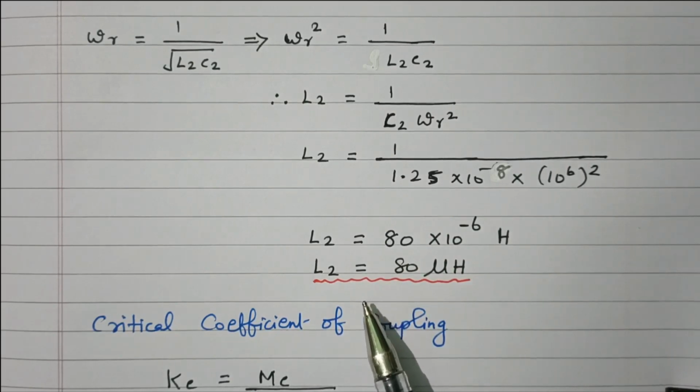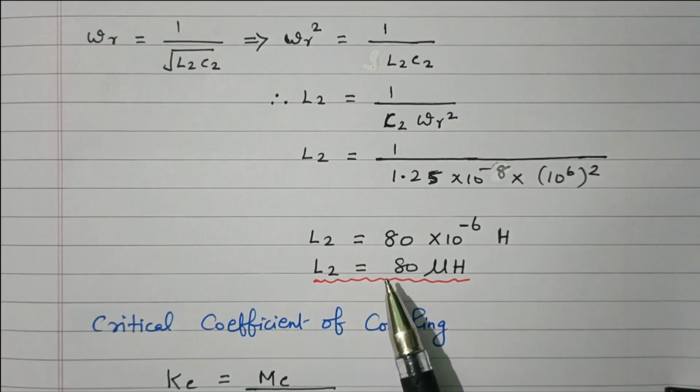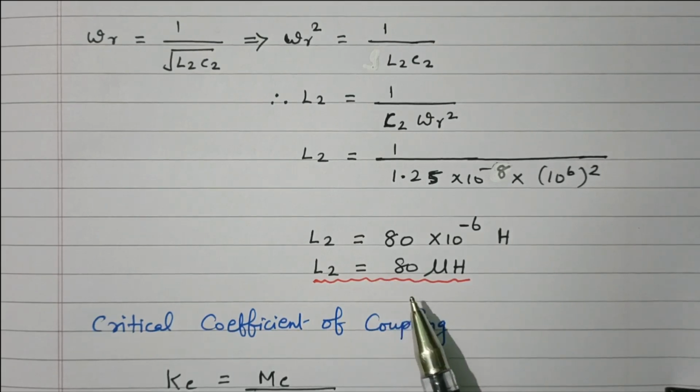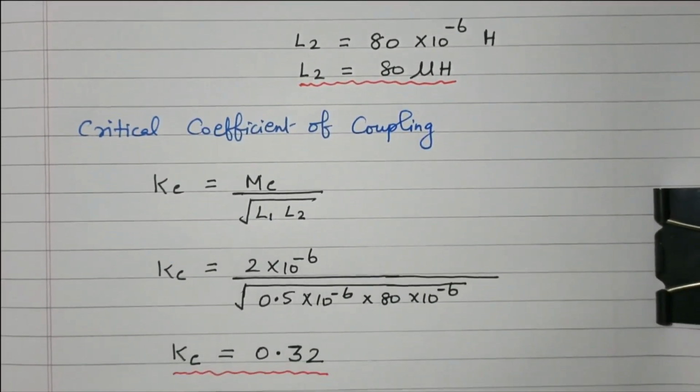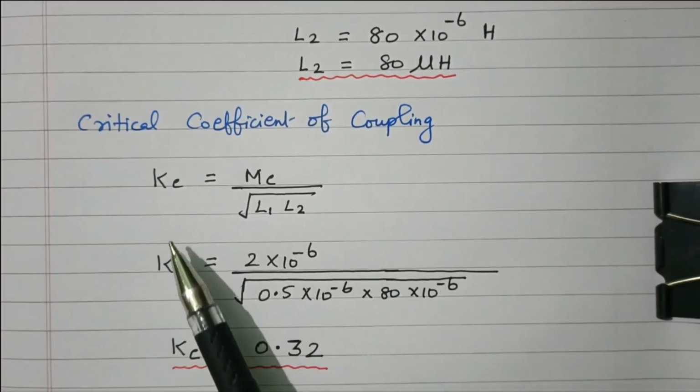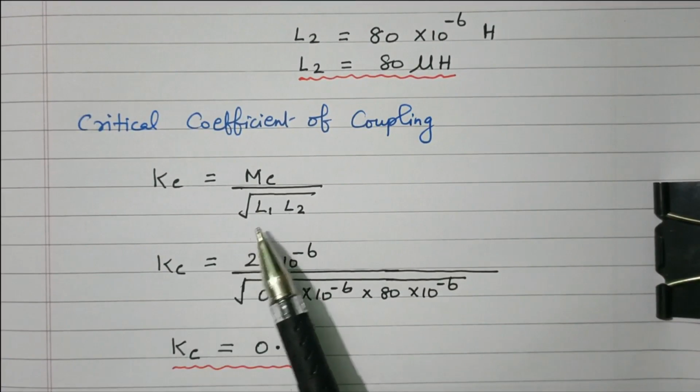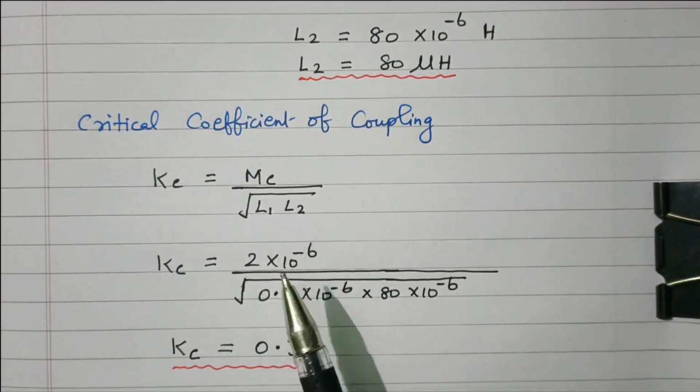L1 calculated, L2 calculated, C2 also calculated, and supply voltage also calculated. The remaining one thing is the critical coefficient of coupling, Kc value. We need to find the Kc value, one more parameter.